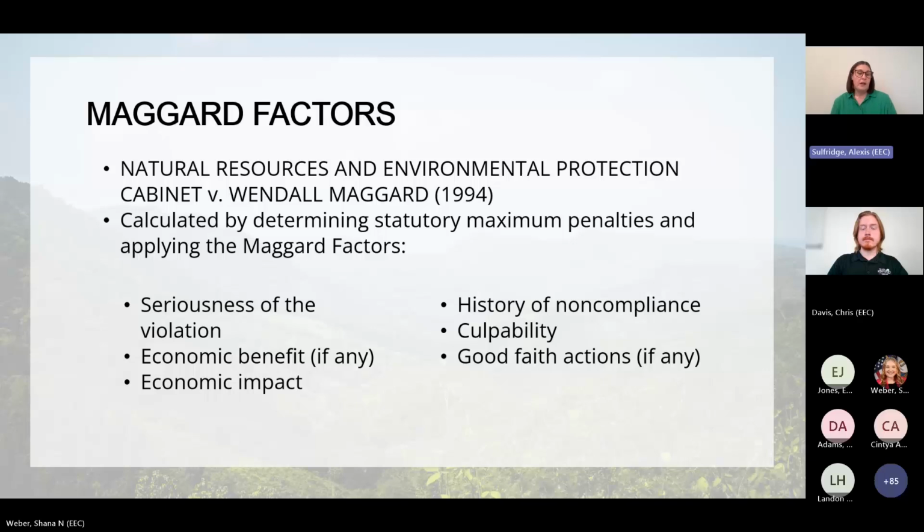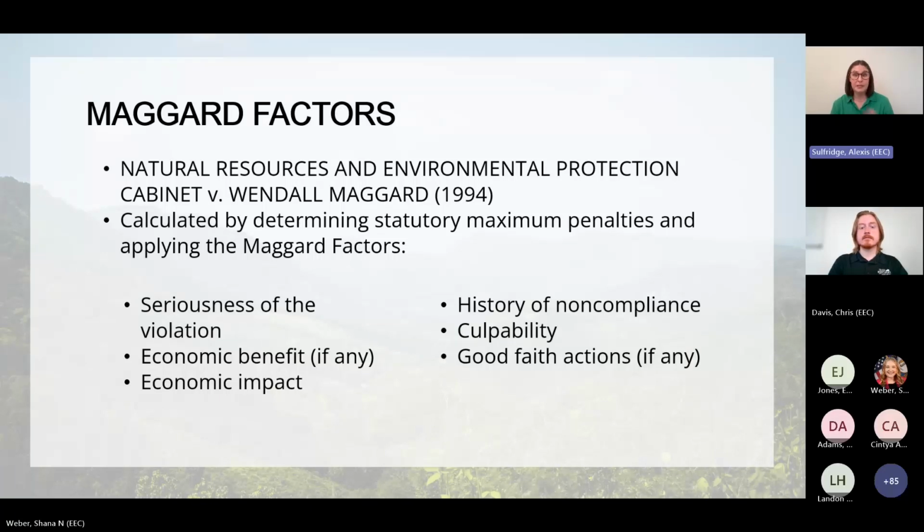Something else we consider is the economic impact of the penalty on the responsible party. So are we assessing a penalty to a Fortune 500 company? Are we assessing a penalty to a small town in Eastern Kentucky, or to an individual? So we take that into consideration as well. You'll also see on there history of noncompliance, pretty self-explanatory. Is it your first referral to enforcement? Do I already know you? So we take that into account. We'll look at the number of violations, number of notices of violation, and number of enforcement actions in the last 5 years.